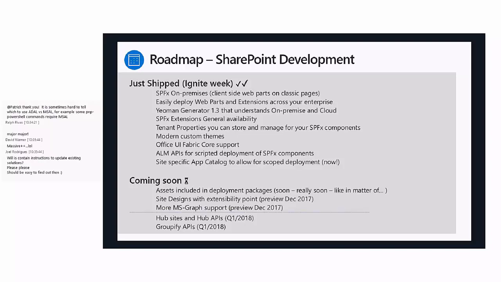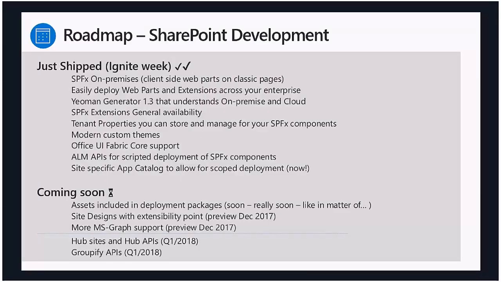Now, the other stuff still coming by the end of this year: site designs with extensibility points are coming within a matter of a week or two, because we need to get it shipped by the end of this year because we promised to do so. And more Microsoft Graph support is planned to go out later this year as well. So really good news. And if you have some time over the Christmas holidays to check these things out, it's a great opportunity to test the previous stuff. Hub sites and hub APIs, the Groupify API, they are coming in the next quarter. Last time I showed this, somebody immediately asked, okay, so what happens in Q2? We'll tell you more on the Q2 plans whenever we actually get things moving.